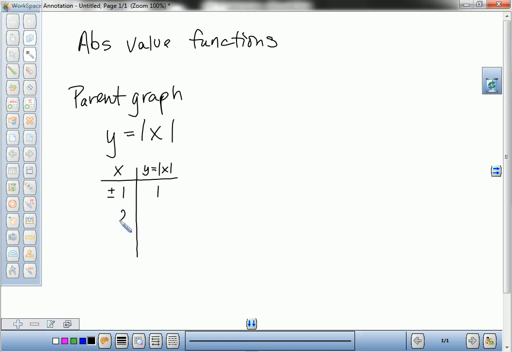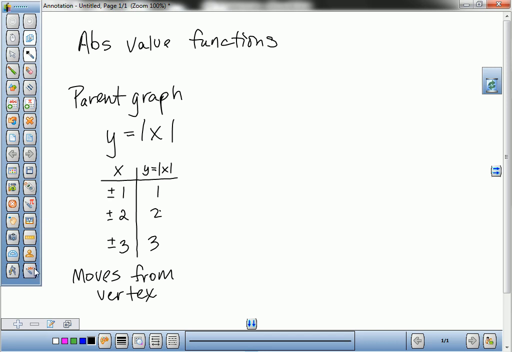Okay, what is the absolute value of 2? 2. But what is the absolute value of negative 2? 2. Okay, what about the absolute value of positive or negative 3? 3. Okay, so this little table represents the moves we will do. Moves from the vertex of our absolute value. These are the same moves we're going to do every time. Those 3, on either side of the vertex. So it really makes 6 because we're going both sides.